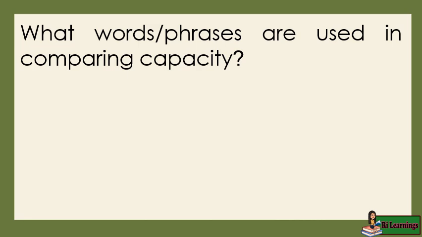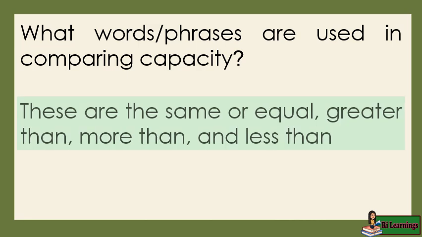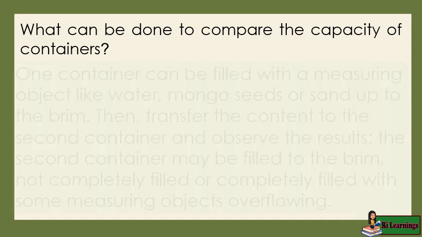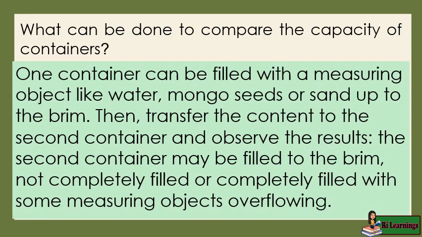What words or phrases are used in comparing capacity? These are the same or equal, greater than, more than, and less than. What can be done to compare the capacity of containers? One container can be filled with a measuring object like water, mango seeds, or sand up to the brim. Then, transfer the content to the second container and observe the results. The second container may be filled to the brim, not completely filled, or completely filled with some measuring objects overflowing.